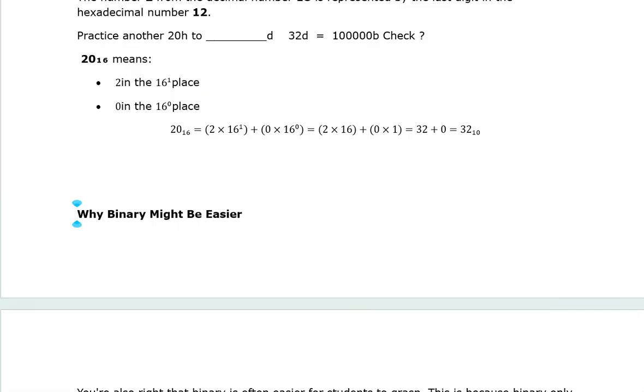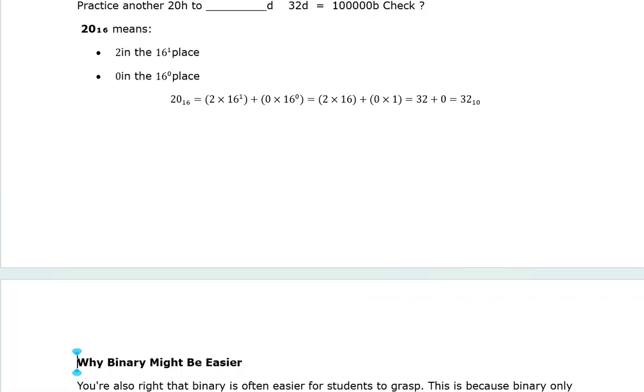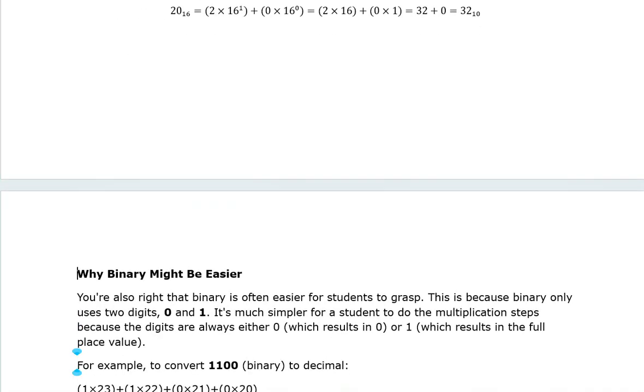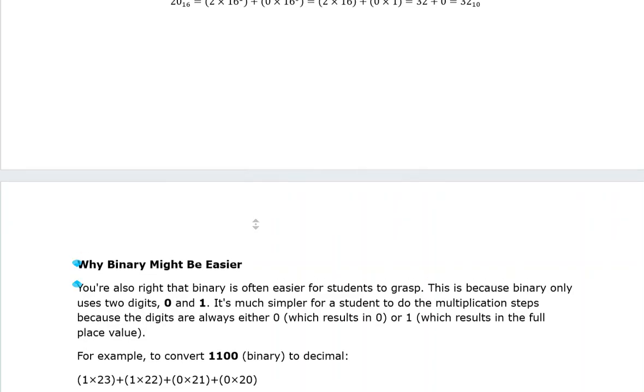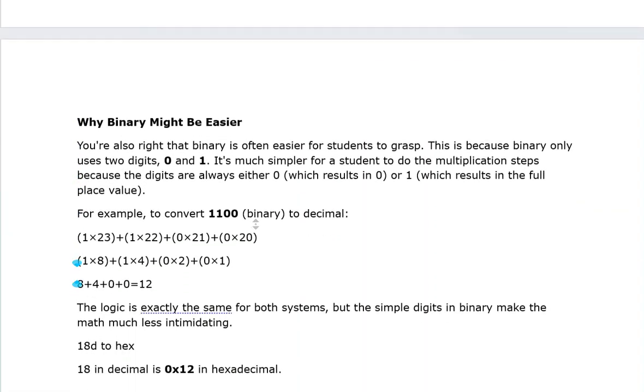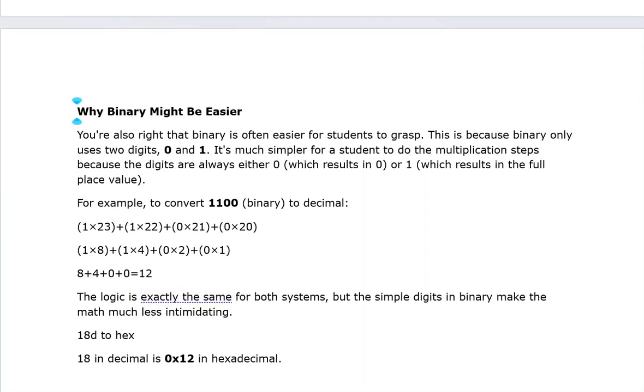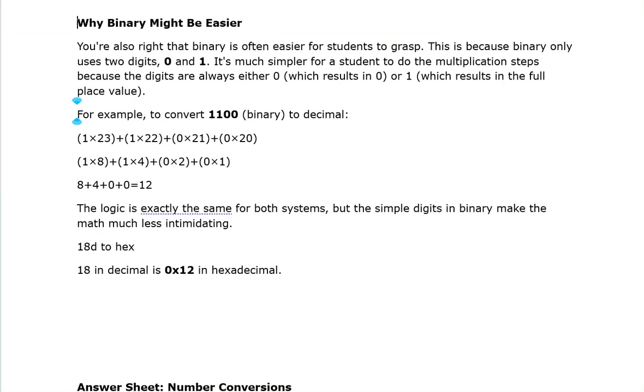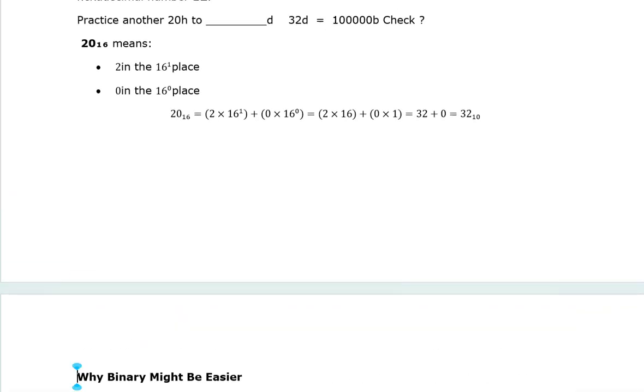And we ultimately will find out that we may want to just do things in binary and then go either to a decimal and or a hex. Sometimes students find that a little easier to deal with in terms of the math. But the logic's the same in terms of following the algorithm. And again, we found out that this 18 decimal was a 12 in hex. Okay?